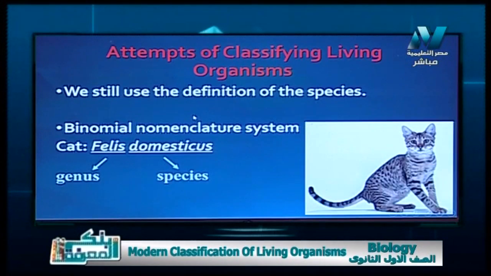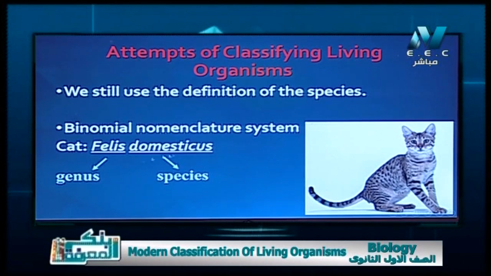Also, Carlos Linnaeus gave us the definition of the species, as we said, and gave us a way to give names to the individuals or the species. He invented the binomial nomenclature system, which gives the names of the living organisms, or the species, with two names. The first name refers to the genus, and the second name refers to the species.